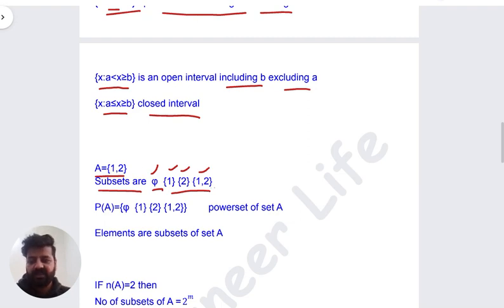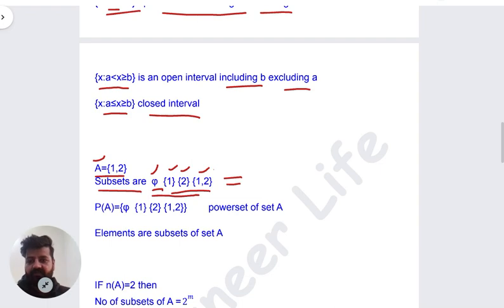As you can see, the elements of set A and this subset of A are equal. As in our first class, I told you that every set is a subset of itself. So set A is also a subset of itself. That's why I wrote these elements 1 and 2. So the total number of subsets are here. We can see they are 1, 2, 3 and 4. There are 4 subsets of set A.